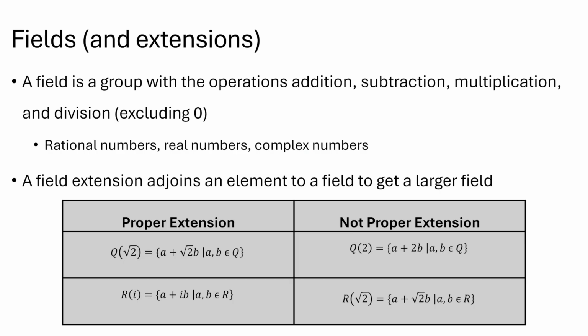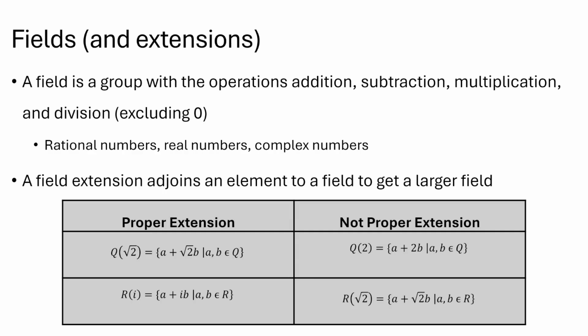But first, we have to talk about fields and extensions. A field is a group, which is a set with operations on it, and it has to fulfill some rules. Basically, a field is a group in which addition, subtraction, multiplication, and division, excluding 0, all work under the rules of a group, which I'm not going to get into. But basically, they follow some requirements. Some examples are rational numbers, real numbers, and complex numbers. Now, a field extension adjoins an element to a field to get a larger field.